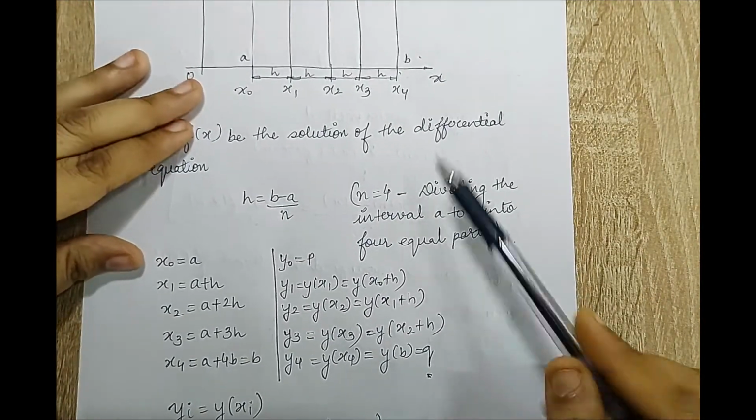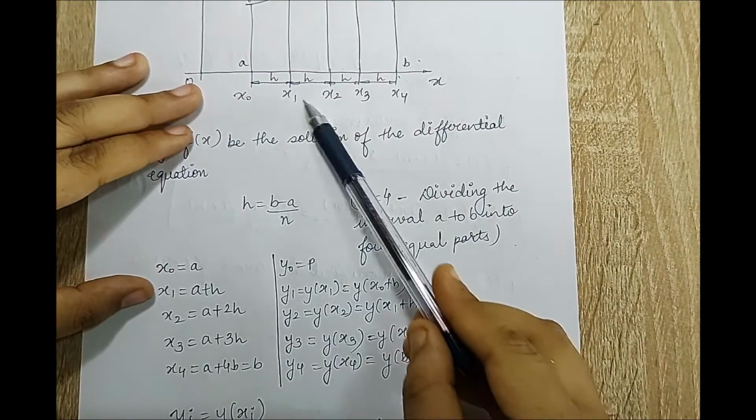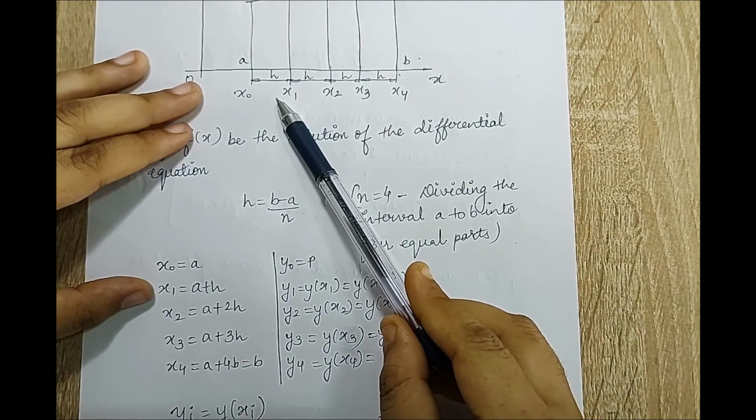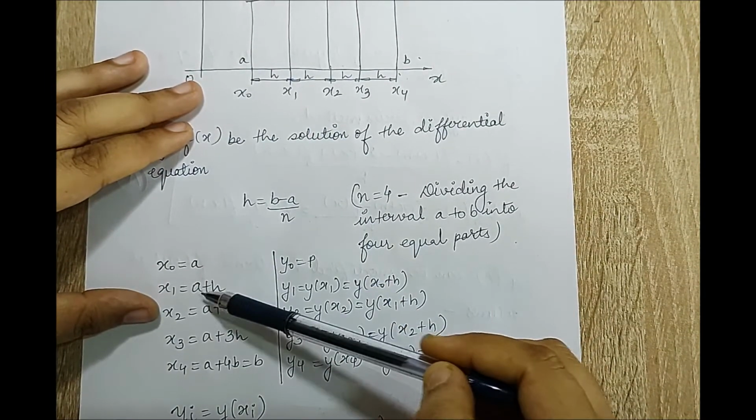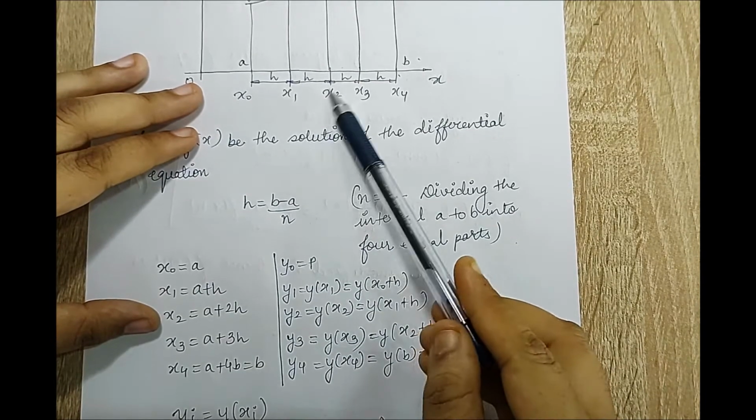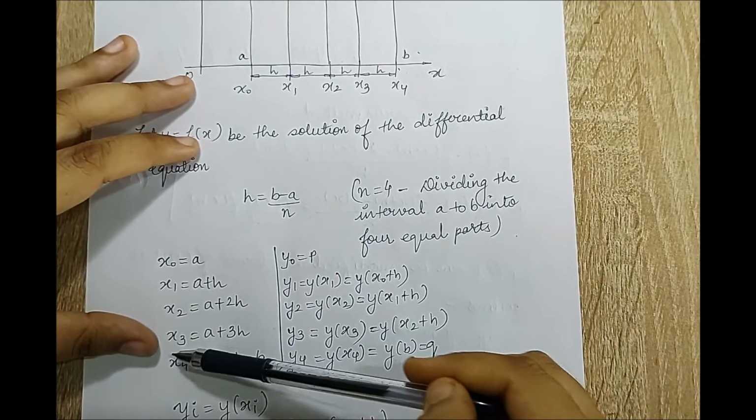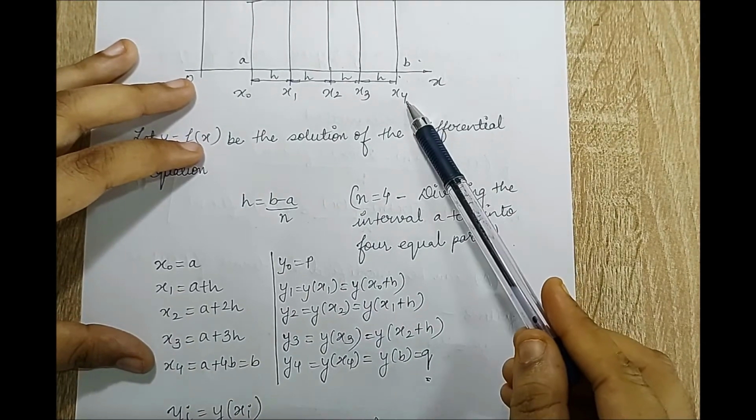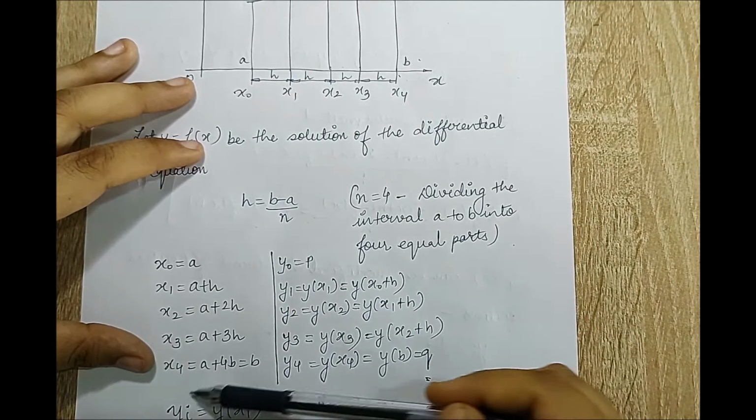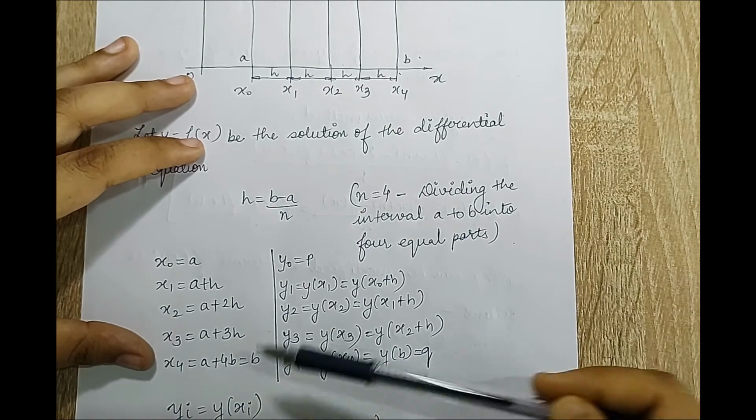And if you observe in this diagram, x1 is x0 plus h, where x0 is a, so a plus h. x2 will be a plus h plus h, so this becomes a plus 2h. x3 will be a plus 3h and x4 will be a plus 4h. So this is how this equation has been written.